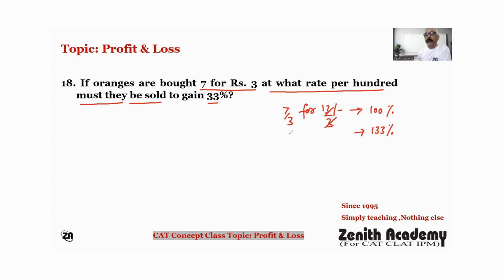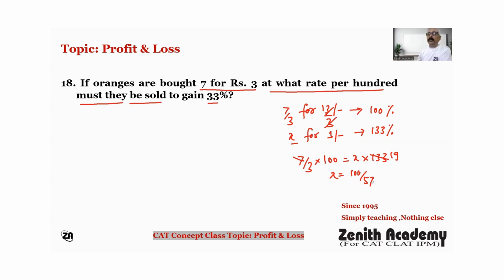Okay. So suppose X for 1 rupee is equal to 133%. So as in the previous question, 7 by 3 into 100 is equal to X into 133. So this is simple. 7 is a 19. So this X is equal to 100 upon 19, 357. Means in 1 rupee, now you have a rate.